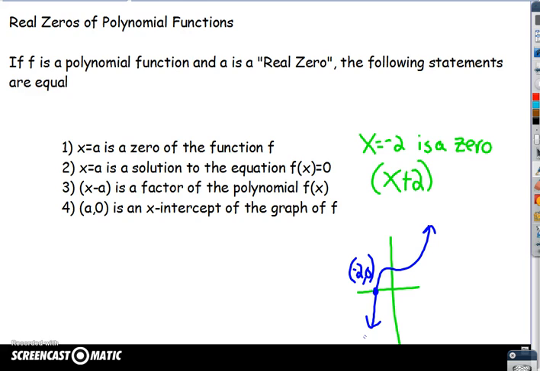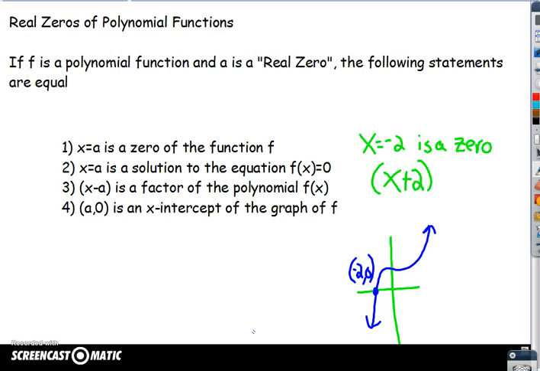All of these, folks, are synonymous with one another. They are interchangeable. That means if you have one, you've got the other 3. That's going to be really important. So if I'm telling you it's a 0, I know the opposite of that becomes a factor, and I know that that's the intercept. If I know the intercept is a, x minus that a value is a factor, and that a value becomes a 0 and a solution to this part of the problem. That is huge for us.